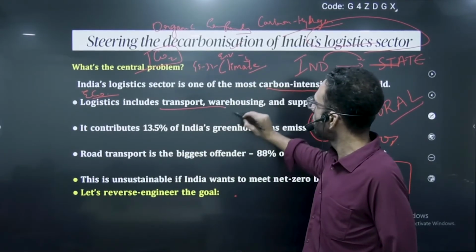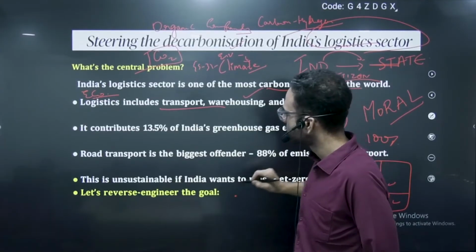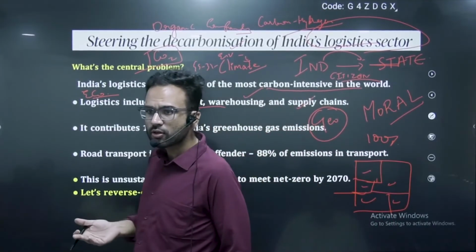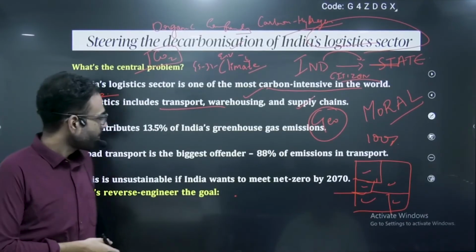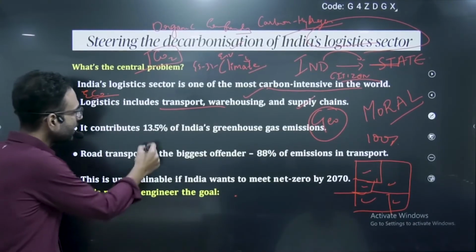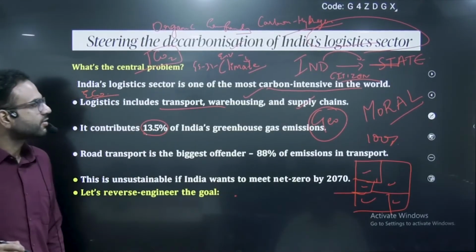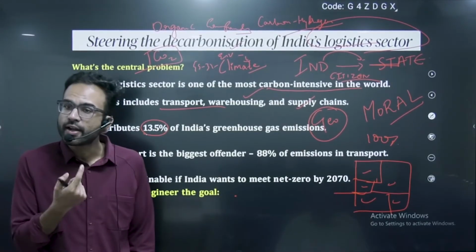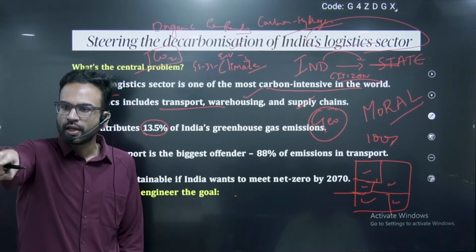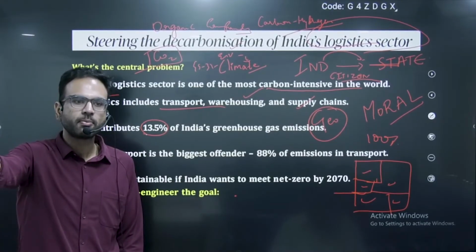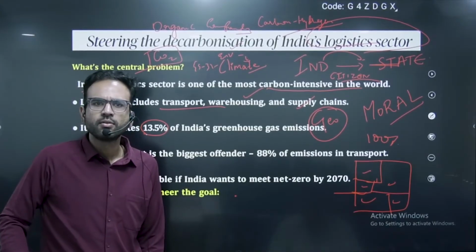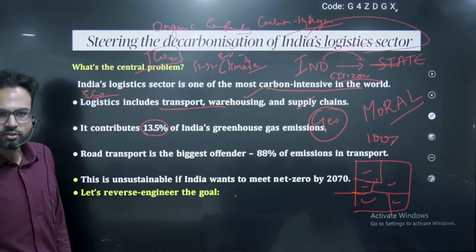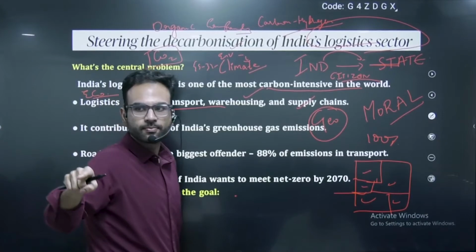Logistics include transport, warehousing, supply chains. Transport, is there anything that I should explain here? You all understood this point. And then it contributes to 13.5% of India's greenhouse gas emissions. Where did I take this statistic from? In that second paragraph, if you are reading the newspaper editorial, look at that second or third paragraph. Third paragraph, 13.5%. I took it from that article.